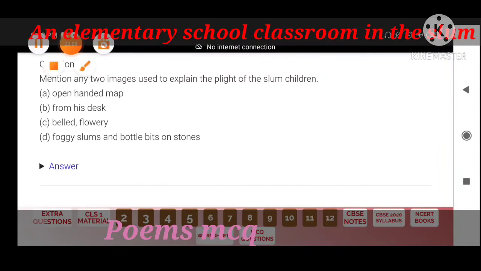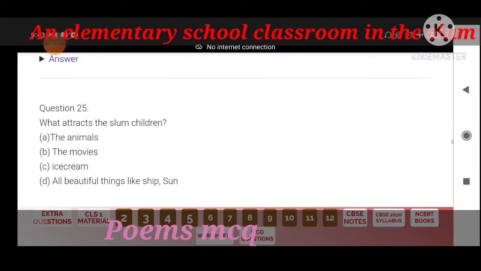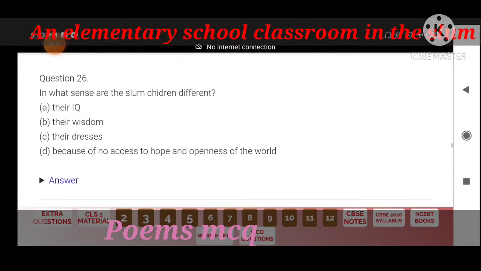Mention any two images used to explain the plight of slum children. Open-handed map from his desk, bell and flowery, foggy slums and bottle lids, bits of stones. So the answer is foggy slums, bottle lids, bits of stones. Next one is what attracts the slum children? The animals, the movies, ice cream, or all beautiful things like sheep and sun. So answer is all the beautiful things like sheep and sun, because they hardly see all this.